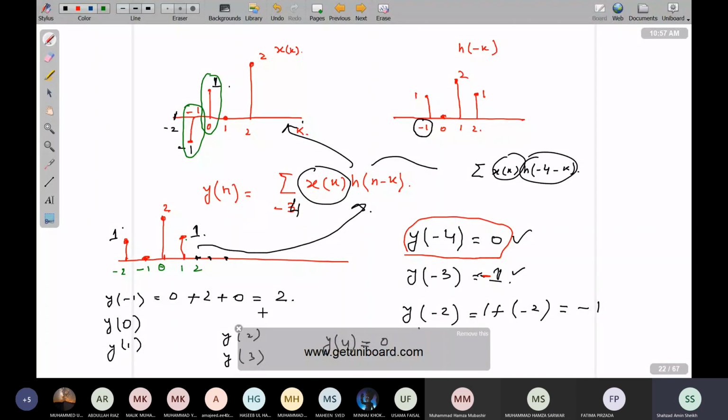So finally, in the same way you will carry it forward, and up to where will you get non-zero values? Up to y of 3, because you have already said that we will be having how many samples? 7 samples. We have started from -3 towards +3. So from -3 to +3 you will have the result of this convolution. y of -4 and y of 4 are 0, the rest are all 0.